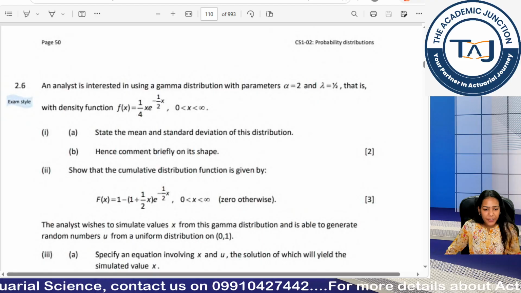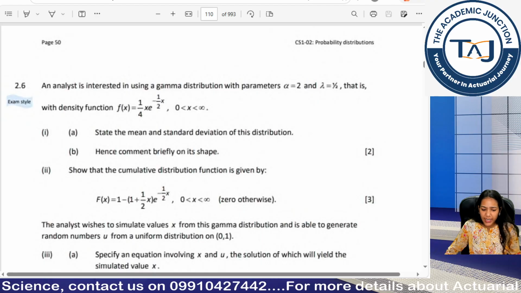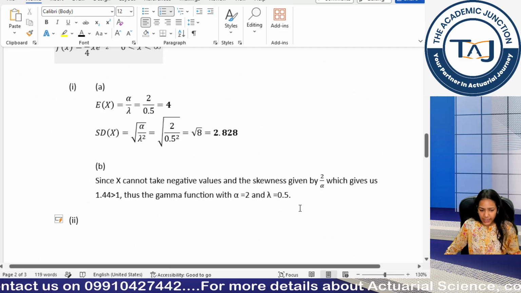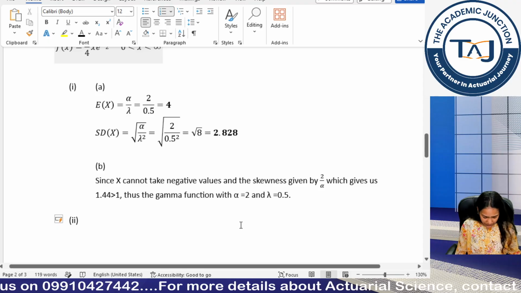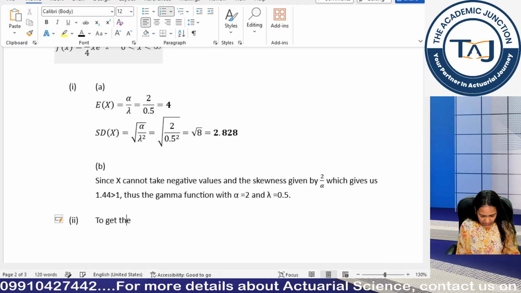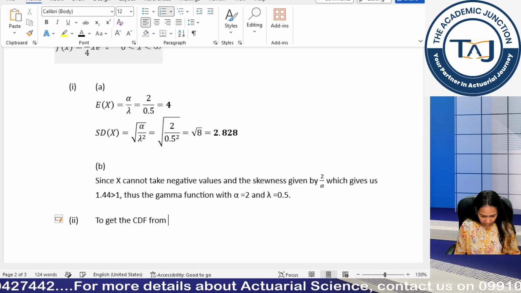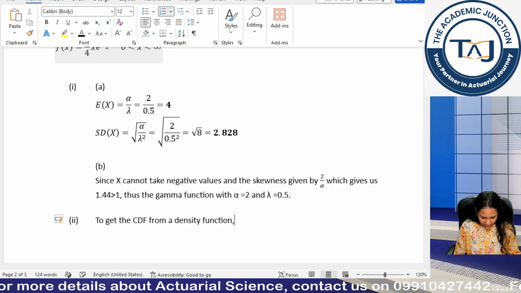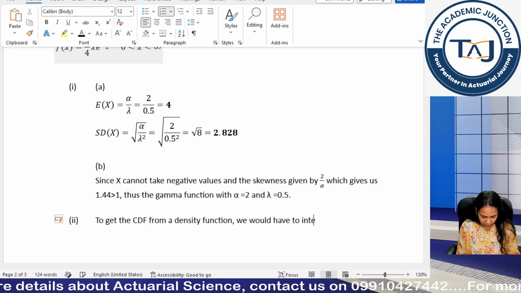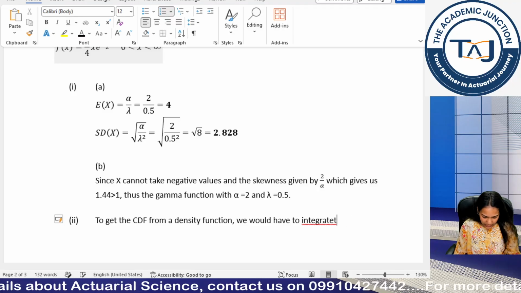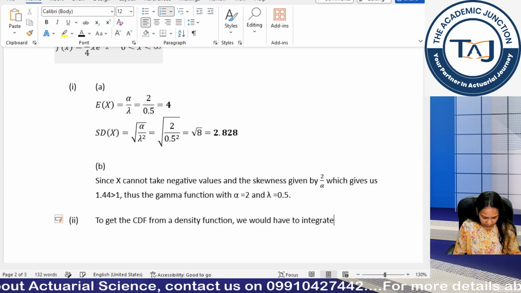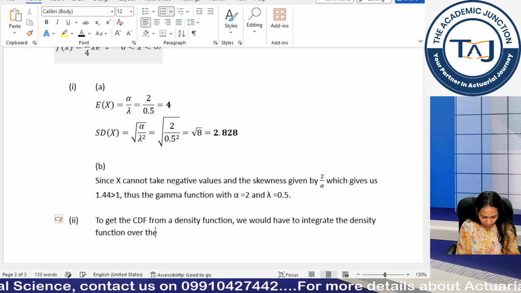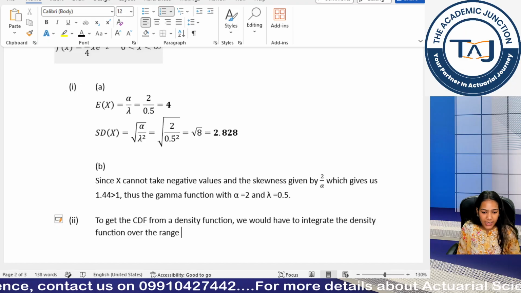Show that the CDF function is given by this. So we have to derive the CDF function. The CDF function is derived using integration, right? So firstly, to get the CDF from a density function, we would have to integrate the density function over the range. What is the range for the CDF?